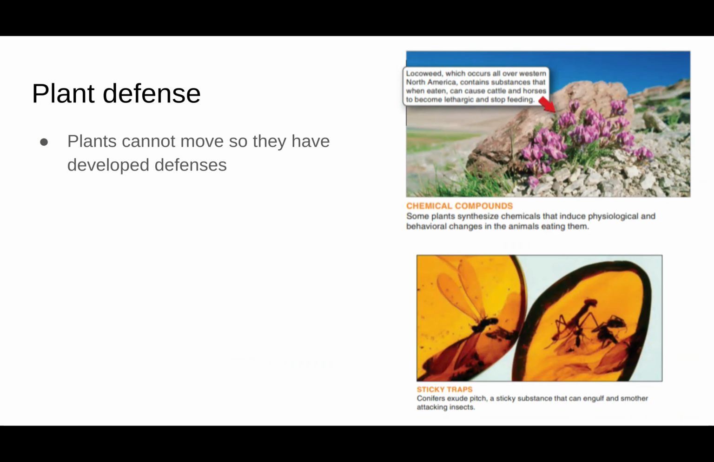Sort of just to wrap up what we're talking about with plants today. Across all lineages of plants, plants have developed numerous techniques to defend themselves.